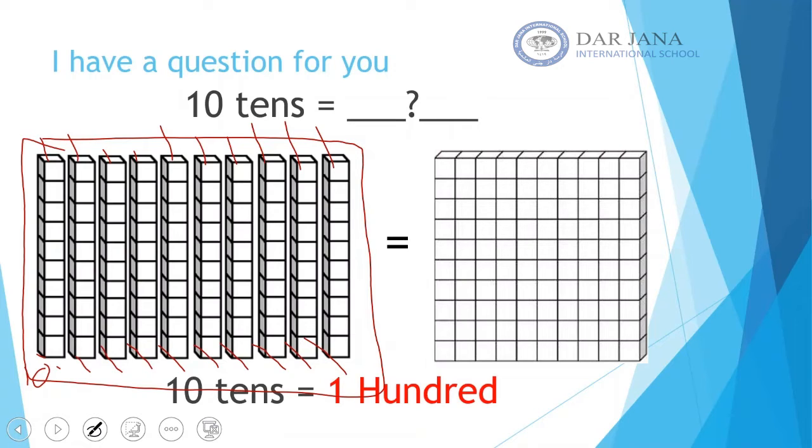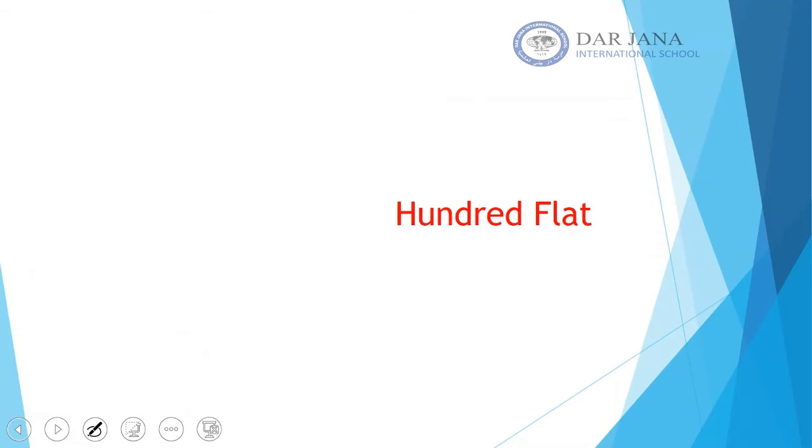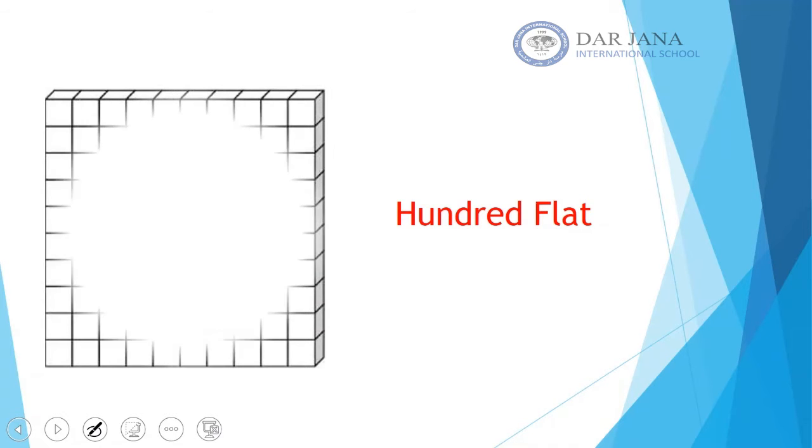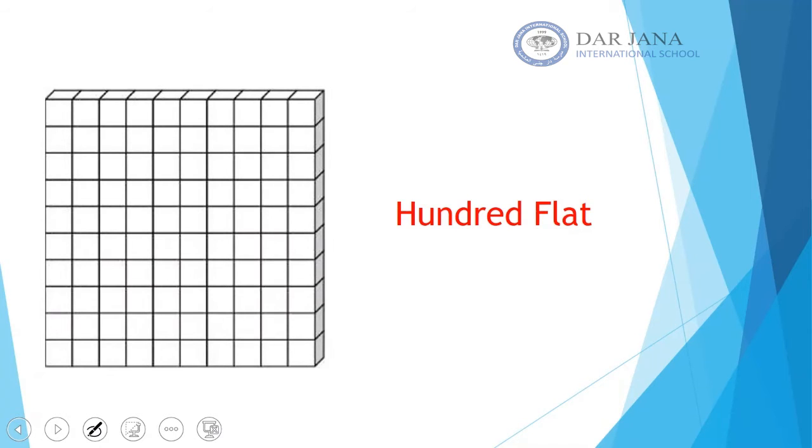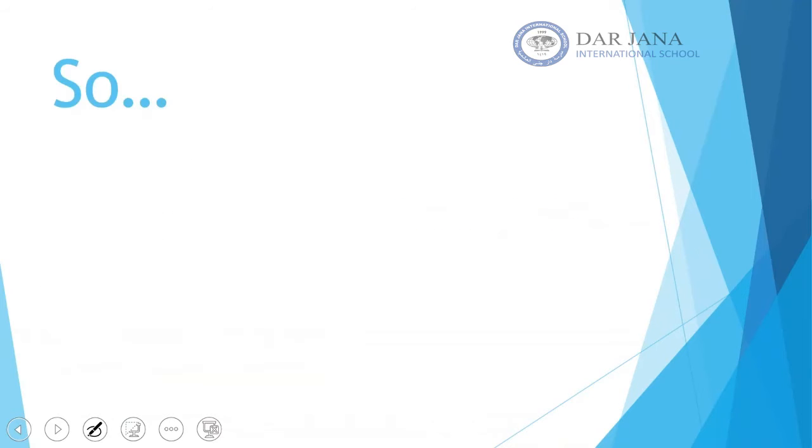So 10 tens equals 100. If I group 10 tens together, I will get 100. We call this one a 100 flat. Remember, we have ones unit, we have 10 rod, and we have 100 flats.